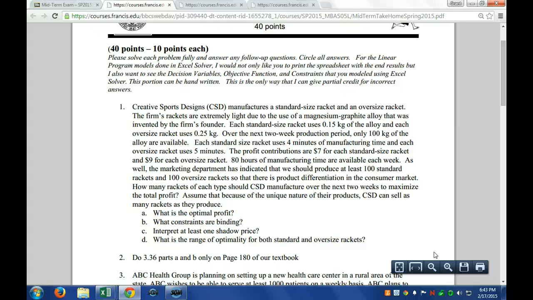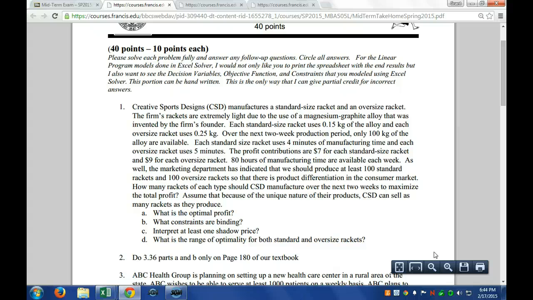So if you look at this one, this is a production mix, right? What are we making here? Tennis rackets. Big and small ones or something? Standard and oversized, right? So the things that are holding us back maybe could be our production time. We probably have some kind of special alloy here, it looks like. So which of those things are binding? Which of those things are solved?